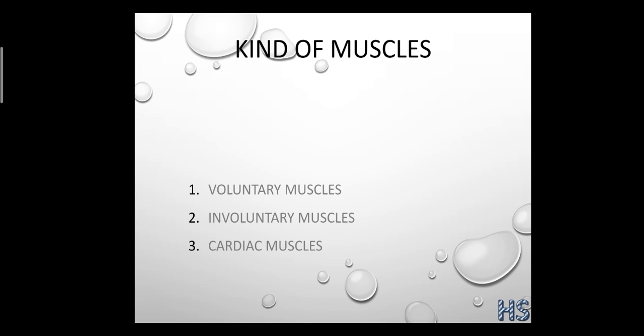3 types of muscles we are going to study. There are 400 muscles in our body, and they have been classified into 3 parts: voluntary, involuntary, and cardiac. Voluntary muscles are those muscles which are under our control. But what do you mean by involuntary? Involuntary muscles are those which are not under our control. For example, if I pick up this pencil in my hands, these are called voluntary muscles.